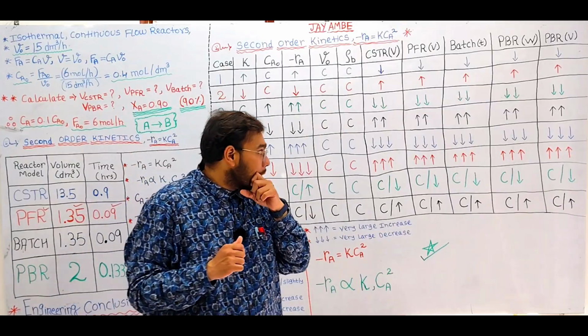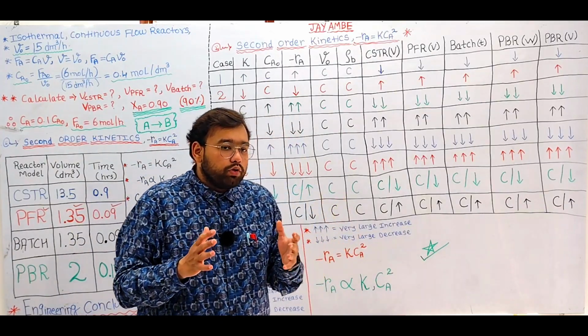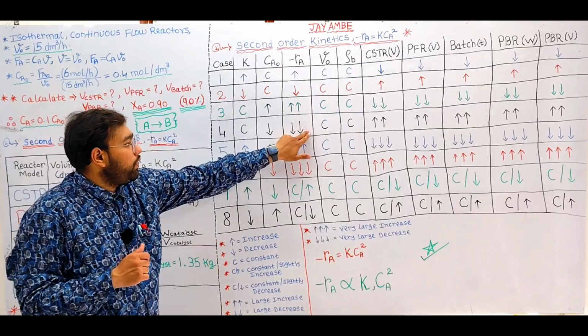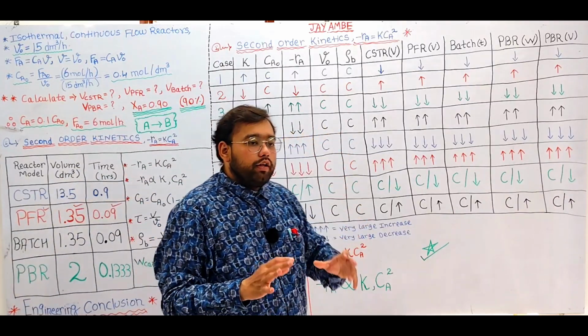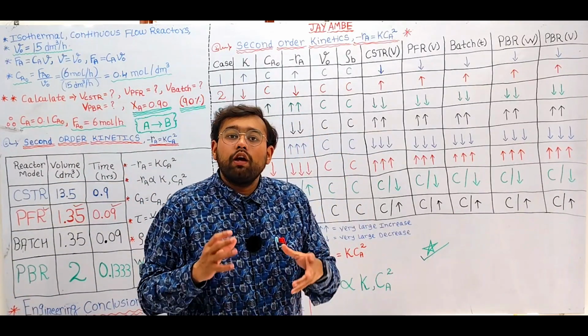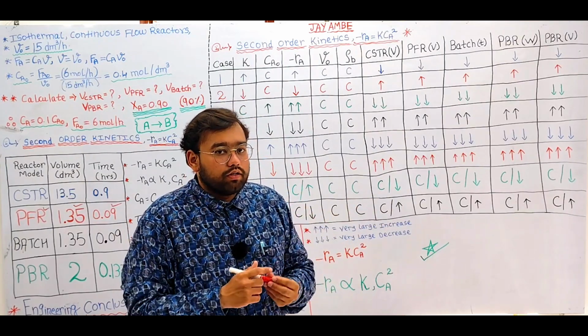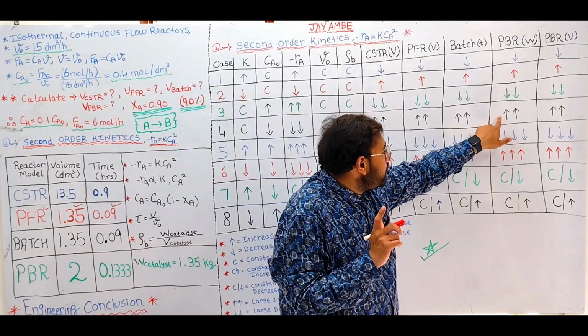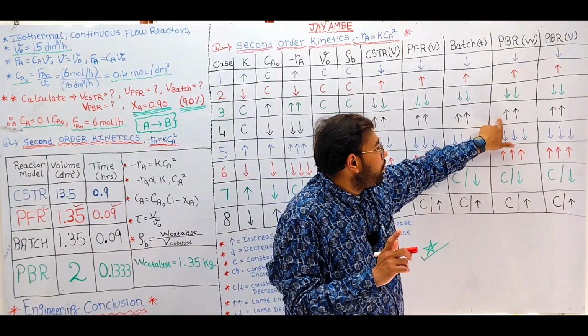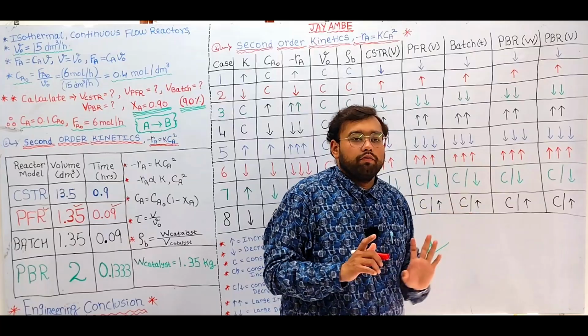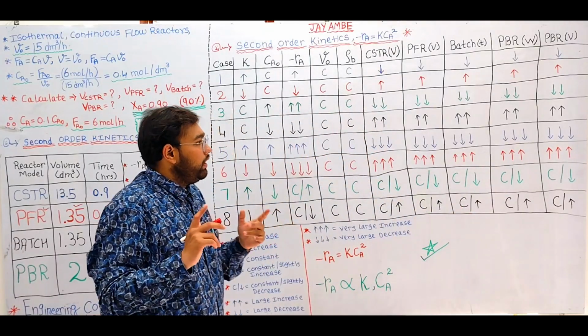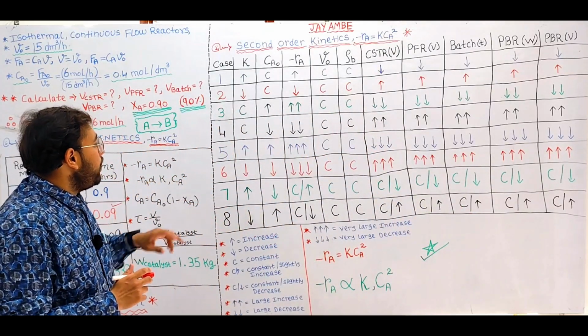Now in the case of a packed bed reactor, due to the same reason of the strong decrease in the rate of the reaction, the weight of the catalyst required will strongly increase, because we need to achieve the same desired conversion. So due to those reasons, the weight of the catalyst will strongly increase and the volume of the reactor will also strongly increase. I hope you understood.